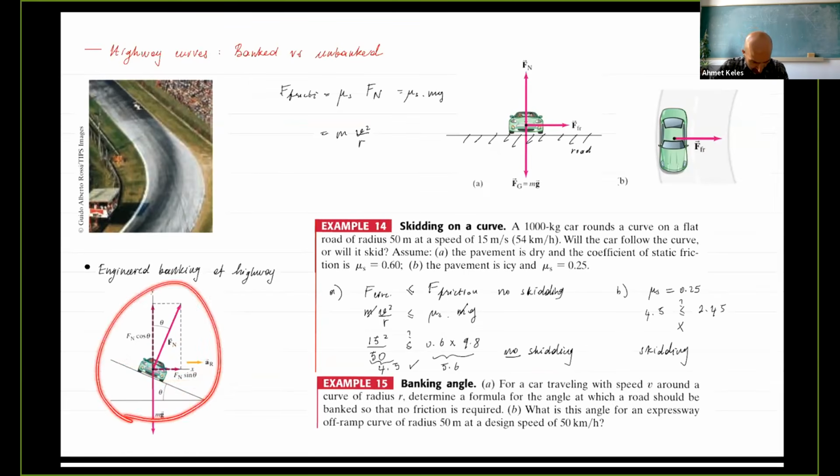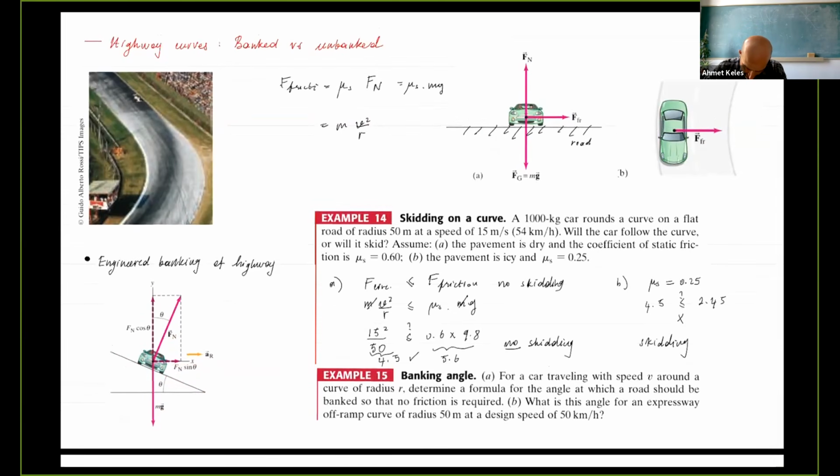And I think I'm going to show you an example with this. Maybe I can look at this example for now. For a car traveling with speed v around a curve of radius r, determine the formula for the angle at which the road should be banked so that no friction is required. And B, what is the angle for an expressway off-ramp curve of radius 50 meters with a design speed of... I'm going to solve a problem like this, but this is just the advertisement of what's coming. Any questions? Any comments?